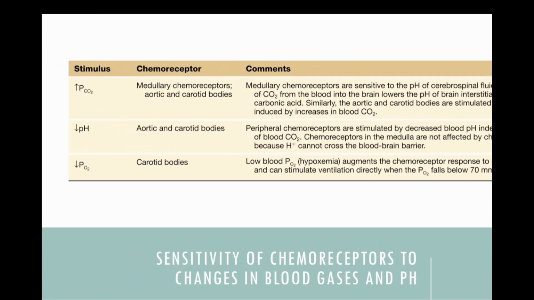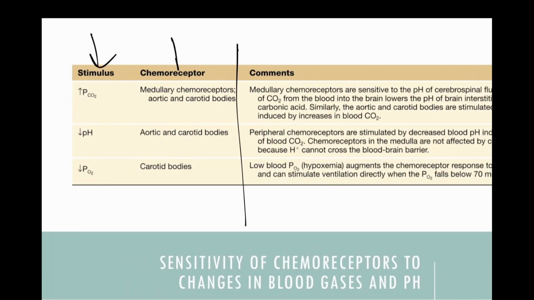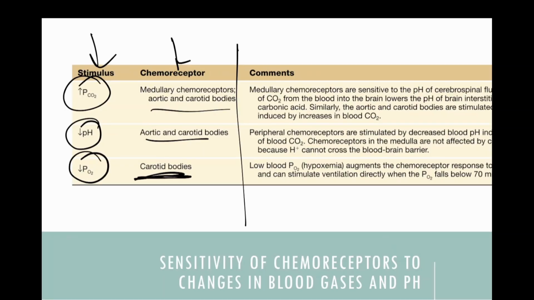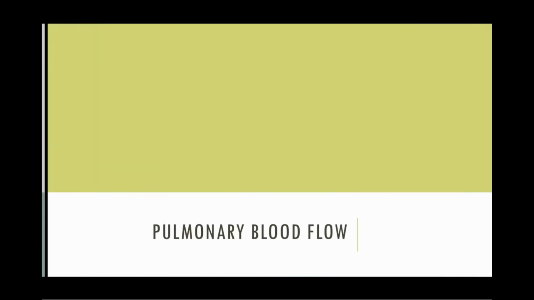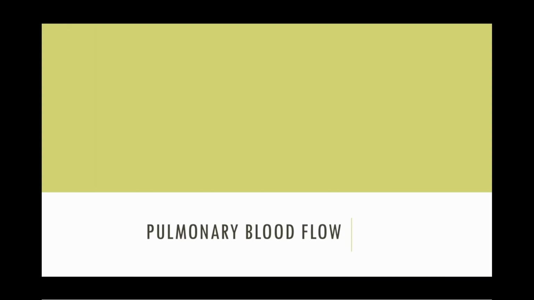So this is good to know, like these first two columns. The stimulus is CO2. What monitors that? The aortic and the carotid bodies. What monitors pH changes? The aortic and the carotid bodies. But oxygen is only sensed by the carotid body. The aortic body does not sense oxygen changes, just CO2 and pH. Okay? So this is how our brain knows what's going on with our O2 and CO2 content. Let's take a break here, come back at 2:30.